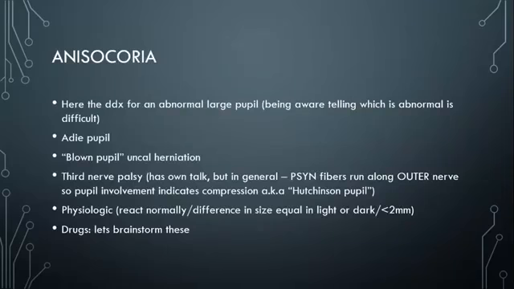All right, so now we're moving on to anisocoria. What this means is that you have a difference in pupil size. You look at someone and you say one pupil's like this, one pupil's a little bit different. Here we're just going to talk about the differential for an abnormally large pupil.